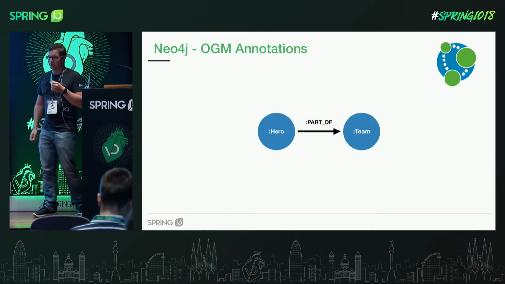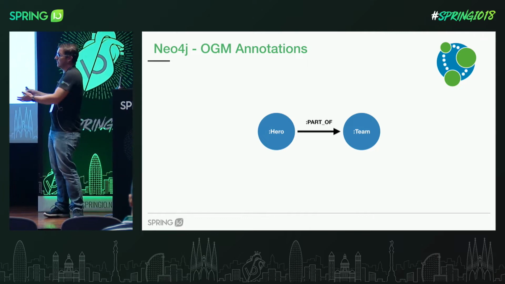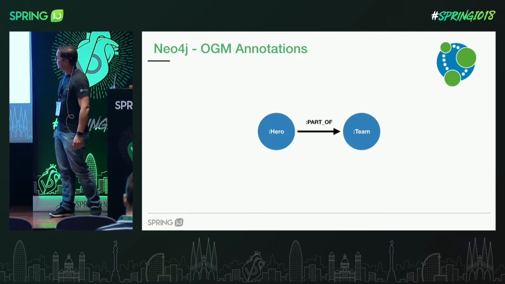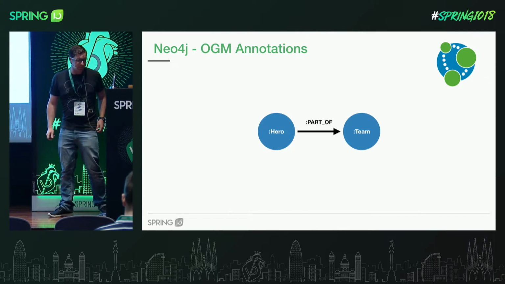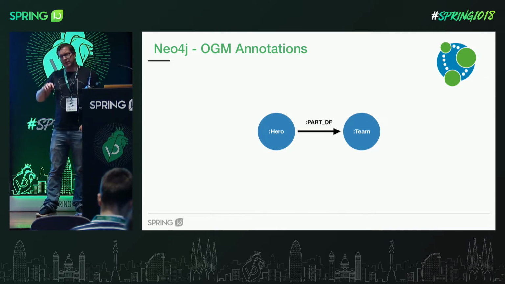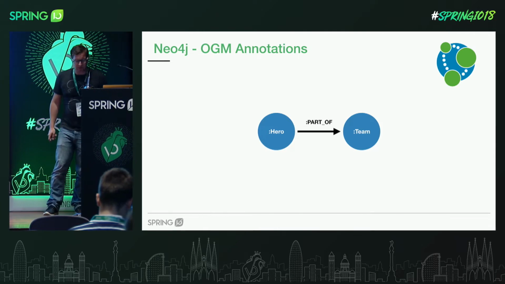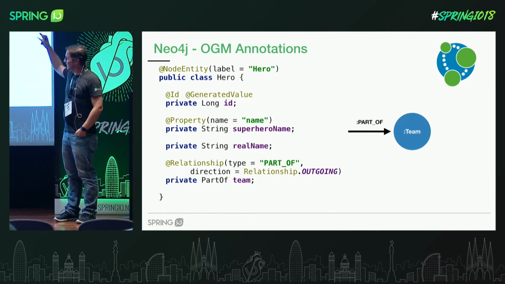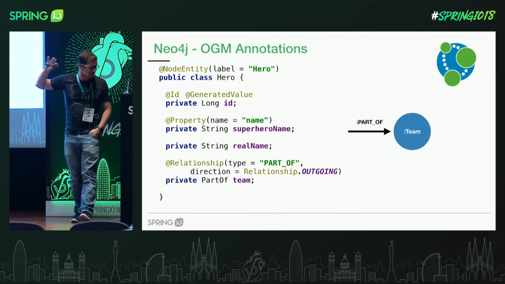So let me start with a small example, even smaller than the one I had before. We now cut off the enemy and look at a particular part of the graph. So we have this hero who is part of a team. And how would you model the data? Hopefully everybody can see this code, because this is the size of the code you will see in the samples later.